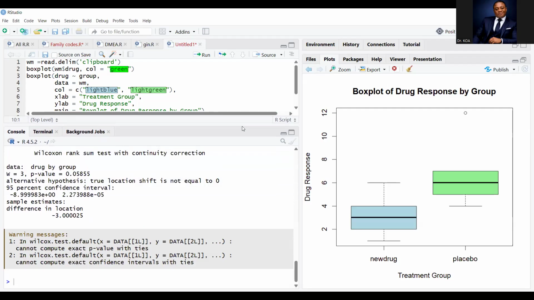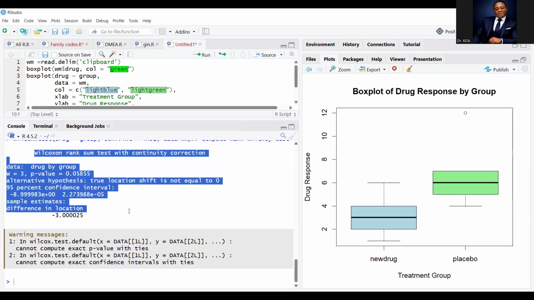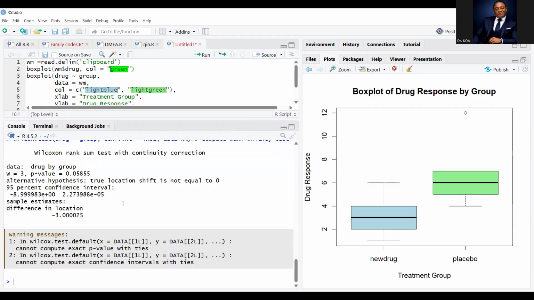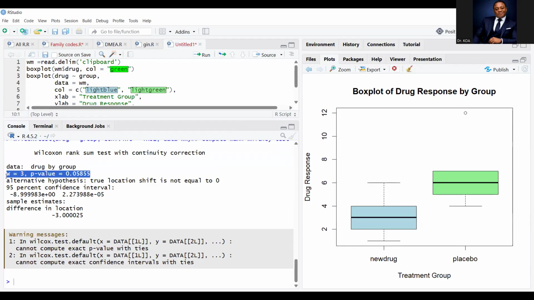This is the main result. Do you all have your results like I do? So the most important thing is, do you see here that W is 3? Look here. Do you see that W is 3? Hello? Is anybody here? Yes, please, we are here.